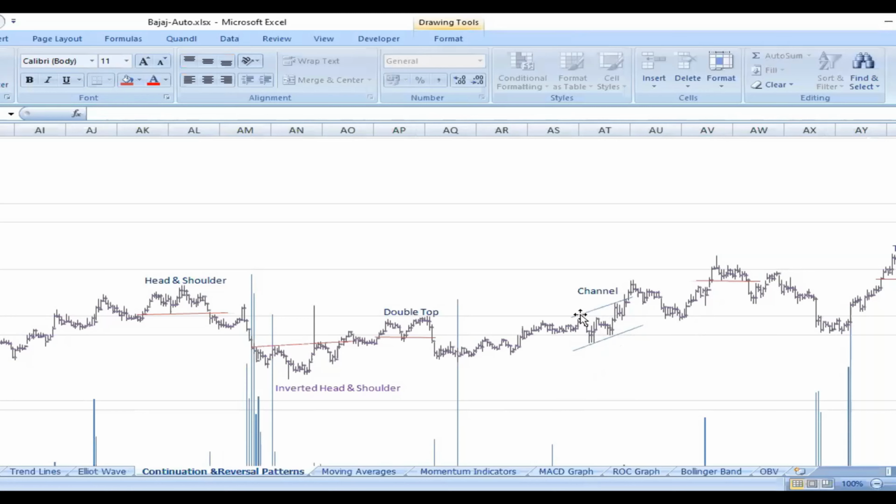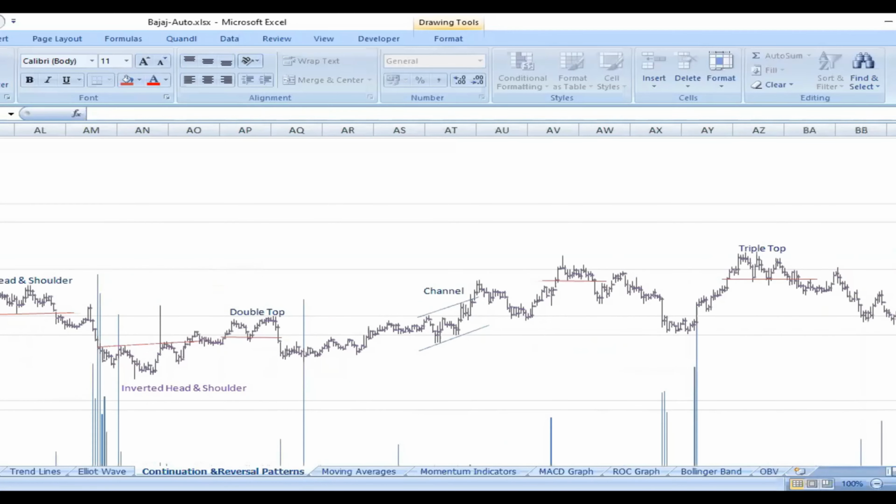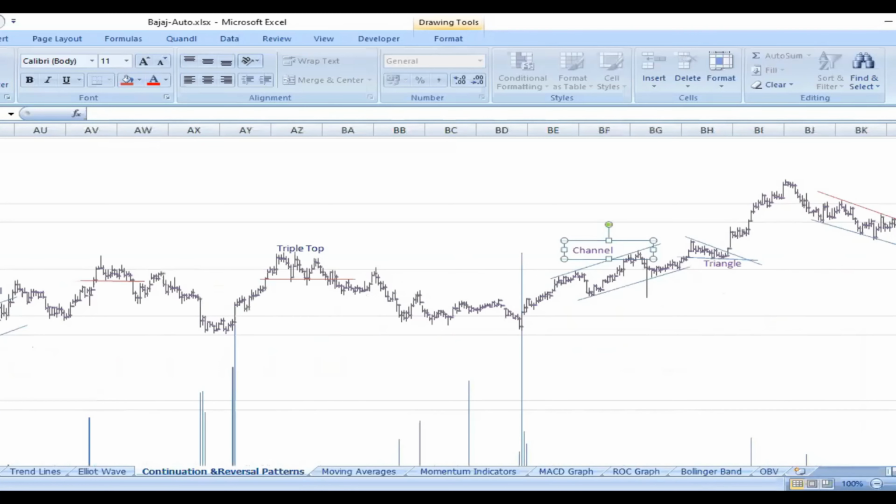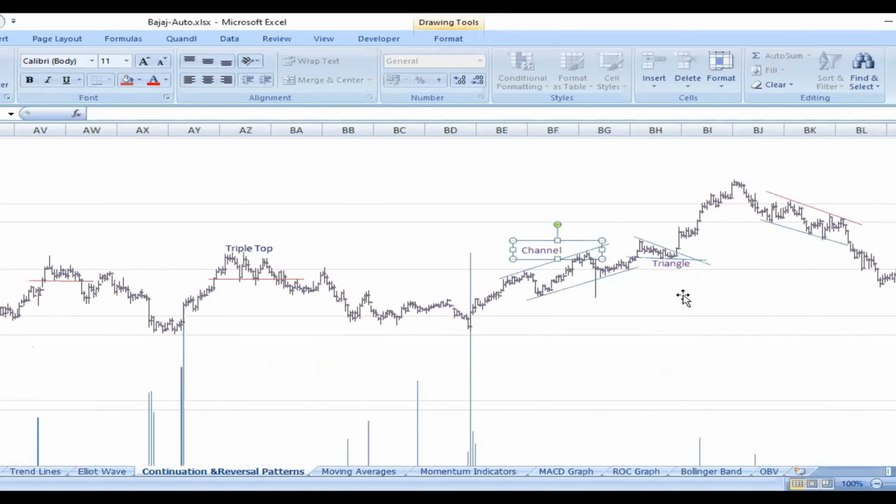So for instance, if you identify that this is a channel and the price is touching a high and a low, and then it is managing the trend, you enter on the low and exit on the high, and that gives you a short-term trading signal during the day, and that you can use. There are flags, there are wedges, triangles. If you look at it, this again is a channel.